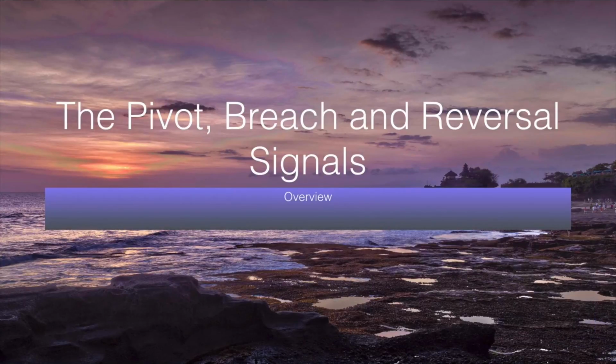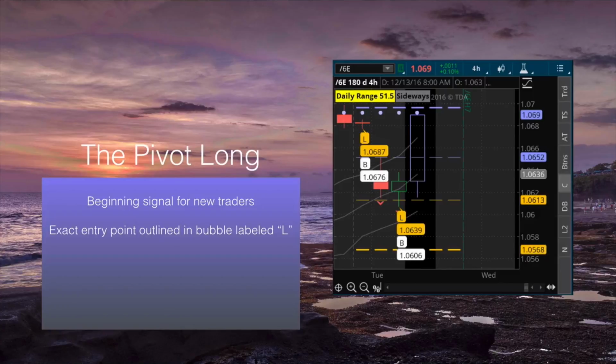I wanted to make a recording that goes over the basic signals that you learn when you first start trading with me. They're the pivot, the breach, and the reversal signals. Let's look at the pivot long first, okay? A pivot long is a signal that tells you when to buy, all right?